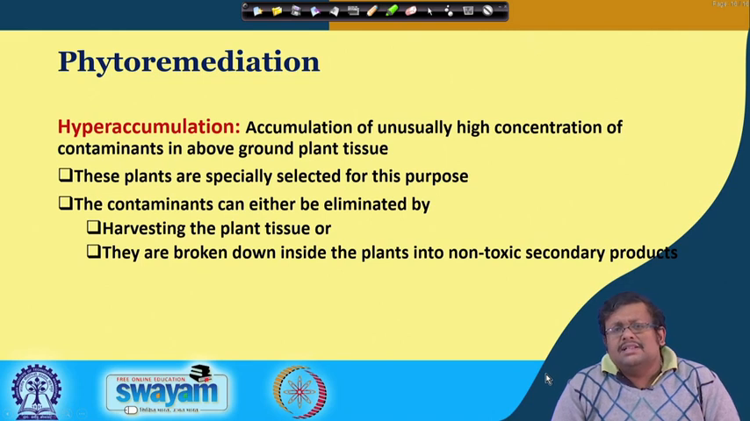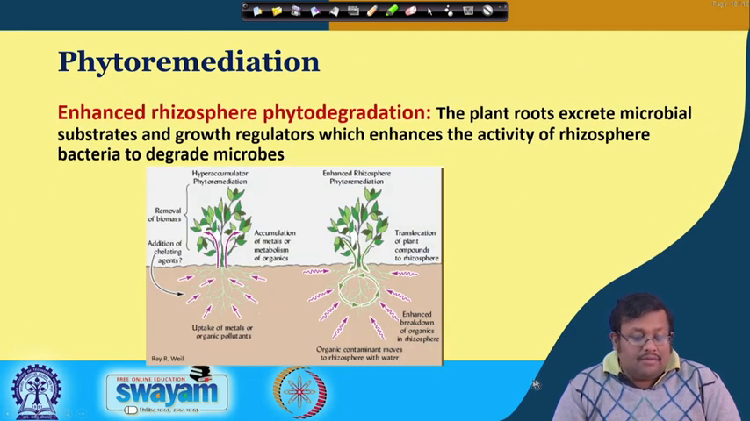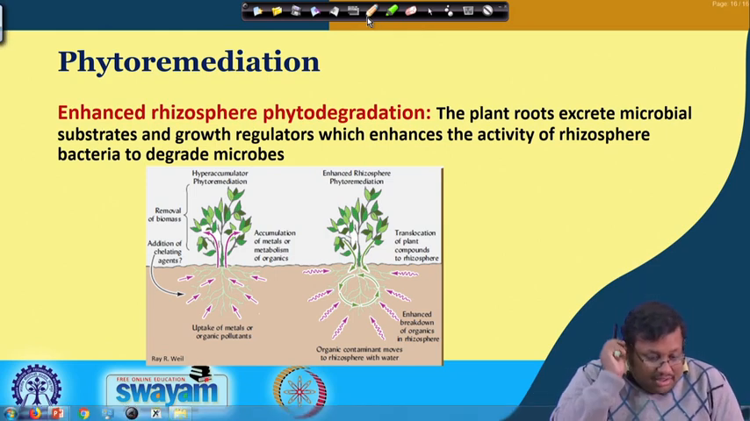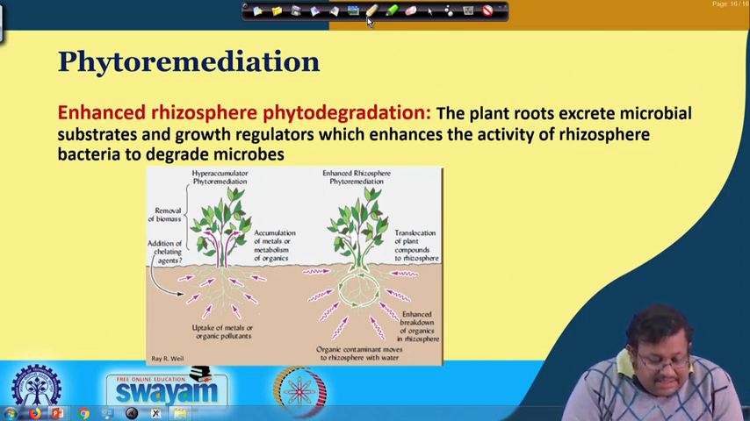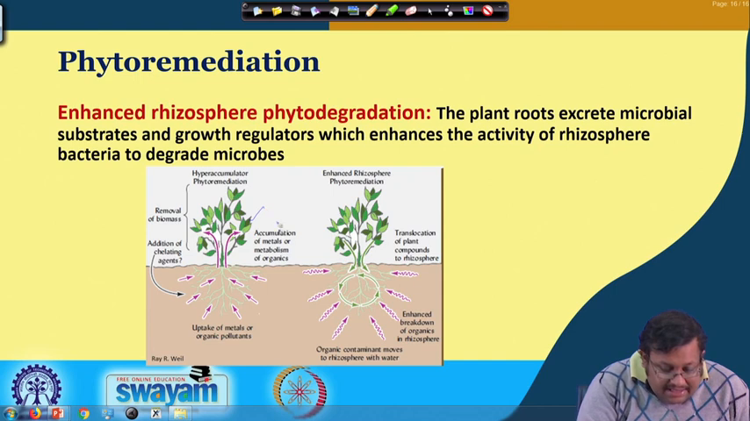We will discuss in detail about these hyperaccumulators when we are discussing heavy metal phytoremediation in our coming lectures of week 10. So let us see what is enhanced rhizosphere phytodegradation. You can see in this picture the hyperaccumulator phytoremediation. This is a plant, and this is the uptake of nutrients, uptake of metals or organic pollutants through these roots.